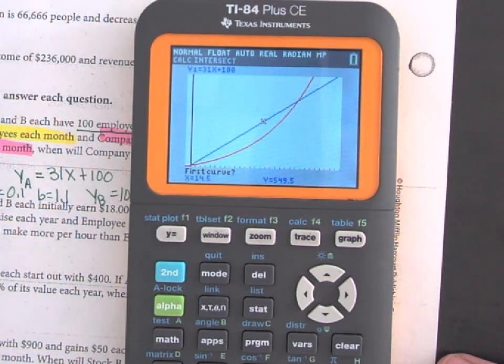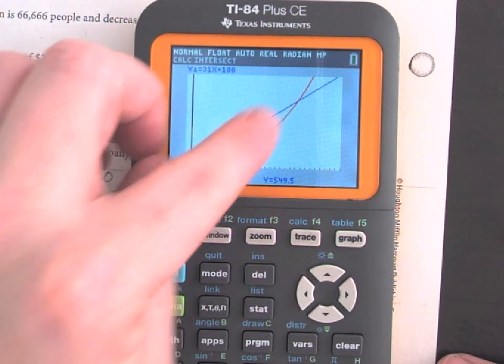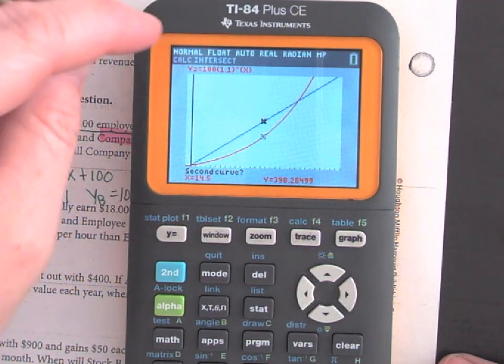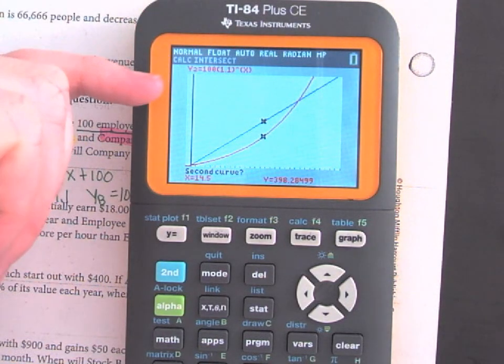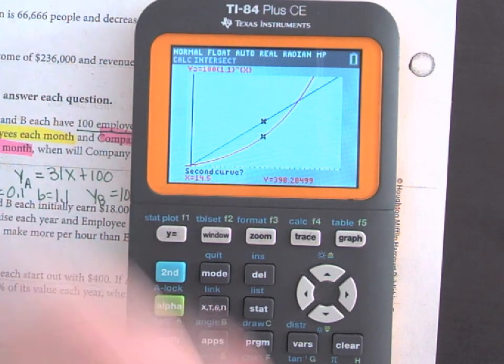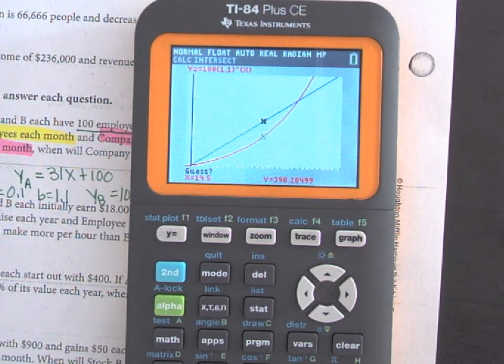Once I hit enter, you'll notice the cursor right now is currently on my linear function. When I hit enter, it moves to the other function. You can graph multiple lines, so you do want to make sure you're looking at the functions you want. So here I see my red function is my exponential function for this equation. Yes, I'm on the second curve. I'm going to hit enter again. And then it's going to say, do you want me to guess? And yes, I do want them to guess. So I hit enter one more time. And it gives me that intersection point.